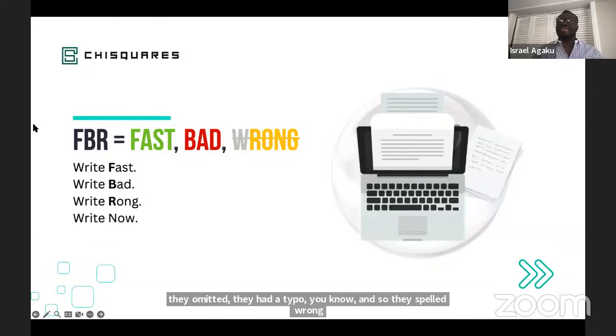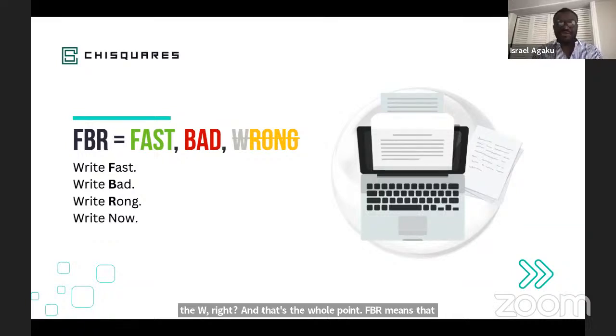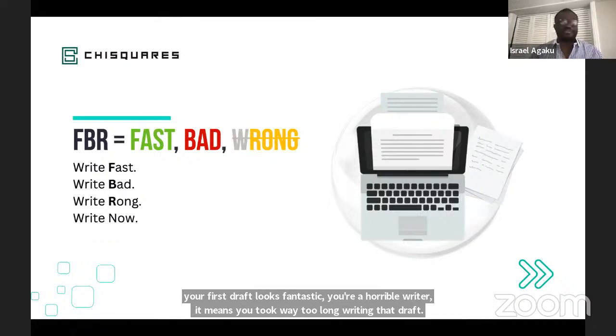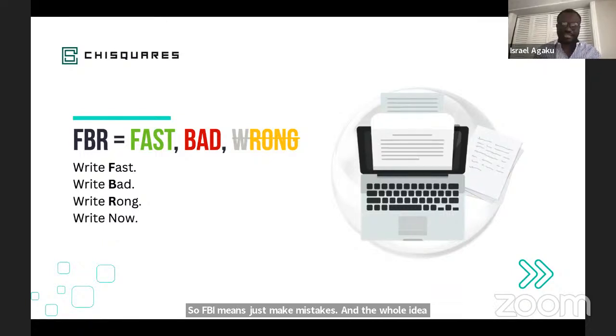FBR means that you just make mistakes. The first draft of anything should look horrible. If your first draft looks amazing, that means you are a bad writer. If your first draft looks fantastic, you're a horrible writer. It means you took way too long writing that draft, right? So FBR means just make mistakes. And the whole idea behind FBR is just capture the big idea.